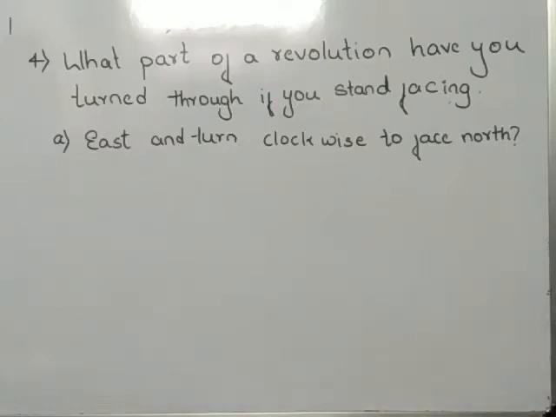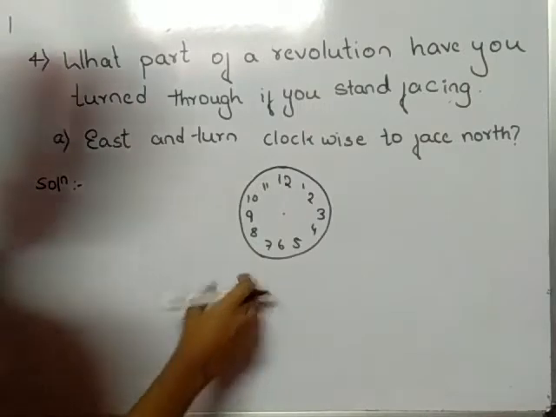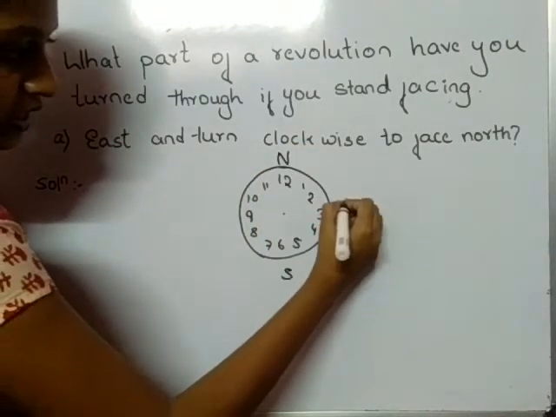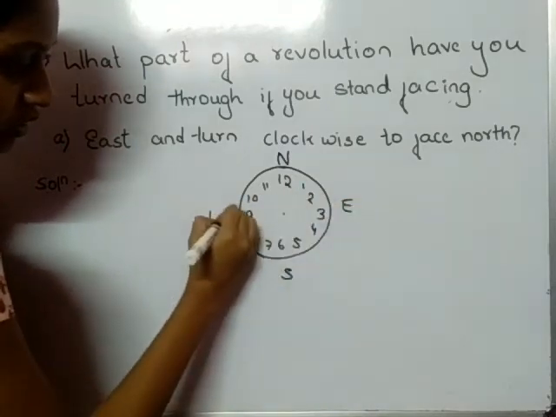Fourth main: what part of a revolution have you turned through if you stand facing east and turn clockwise to face north? Here we need to find the revolution when he turns from east to the north in a clockwise direction. For that, let us draw one clock here. Okay, here is the clock. This is the north, this is south, this is east and this is west.